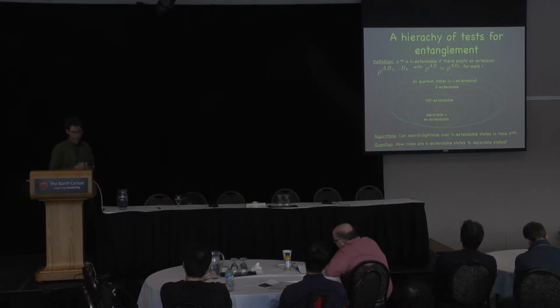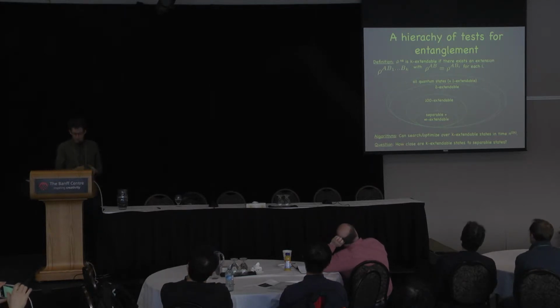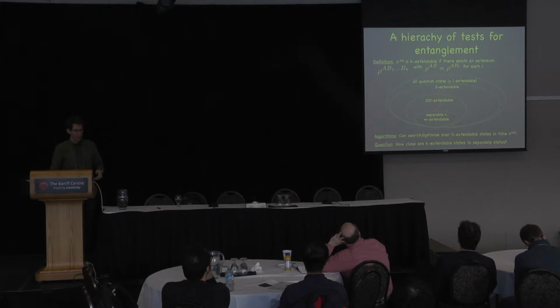One of the most successful frameworks is due to Doherty, Parrilo, and Spedalieri from over 10 years ago, and the idea is to make use of the monogamy of entanglement. The idea is that if we have a state rho AB, we say that it's k-extendable if it could be the marginal of an extension from 1 Bob to k Bobs, such that if you take Alice and any one of the Bobs, you recover the original state. And this forms a hierarchy of approximation. So all states are 1-extendable, 2-extendable shrinks it a little bit, 3-extendable a little bit more. Each one gets you closer and closer approximation.